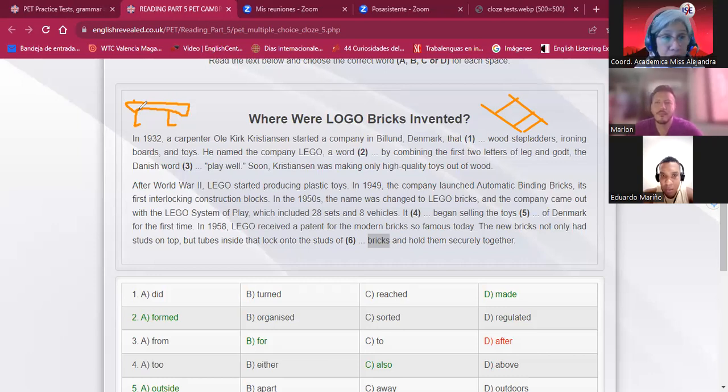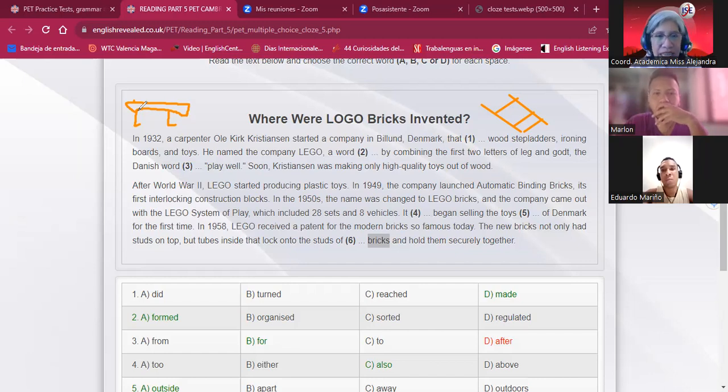Any expression or word besides ironing board and step ladders that you don't know? What is God? God. Yes, God. I don't know how God is pronounced. That's Danish. Okay, in Danish, leg means play, and God means well. Maybe from the word God, that is very similar in most languages, something like jugar de acuerdo con los deseos de Dios. So it would be play well.